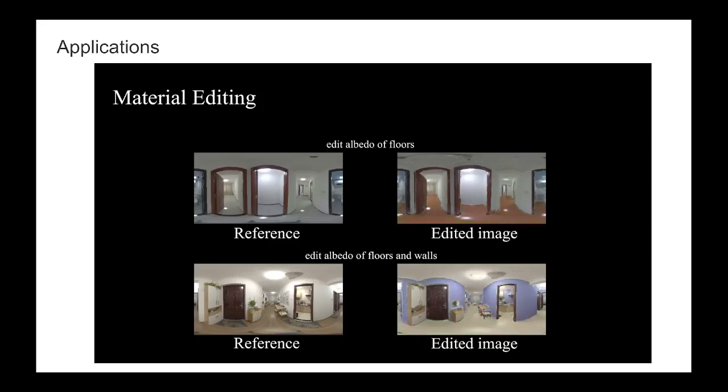Finally, we demonstrate results on several applications. For material editing, when we only edit the estimated albedo, the realistic specular reflectance and shadow still exist. When we only edit the roughness, the specular highlights are changed and the diffuse reflectance remains the same.